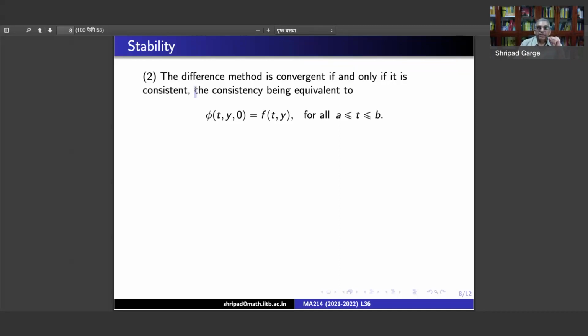So this part is anyway true, simply by definition. What we have is that part 2, which is that the method is convergent if and only if it is consistent. And finally, this is a very important property.